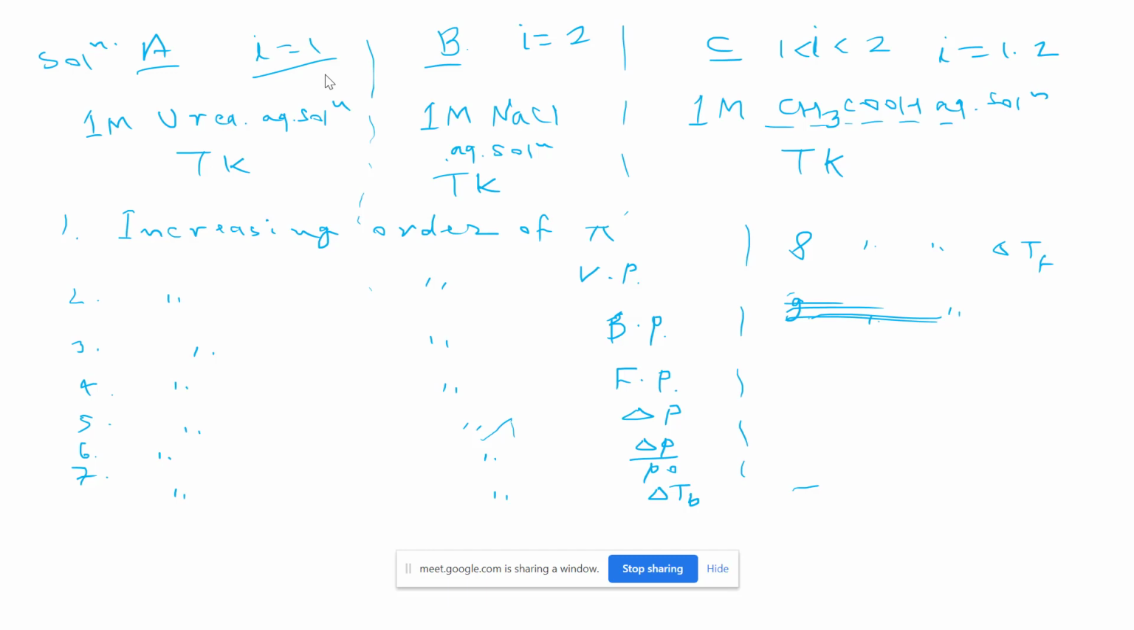No. For A it is minimum. For B it is maximum. The order is ACB. i into C is a minimum for A, and i into C will come maximum for B. And for C it is more than A and less than B. Like you can take i for C equals 1.2. You are getting this? Okay, good.